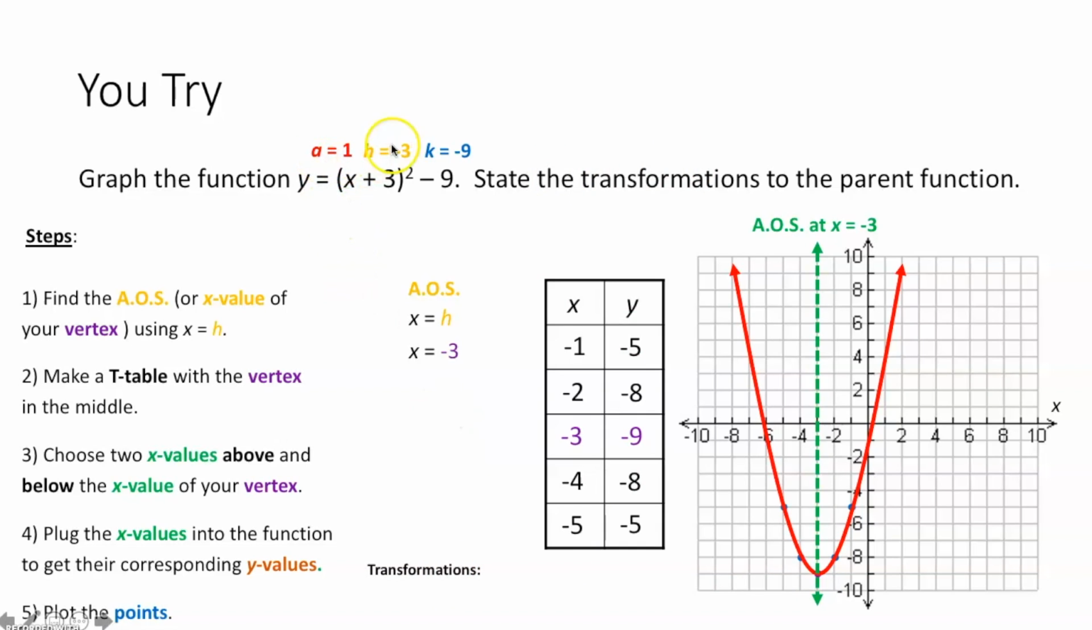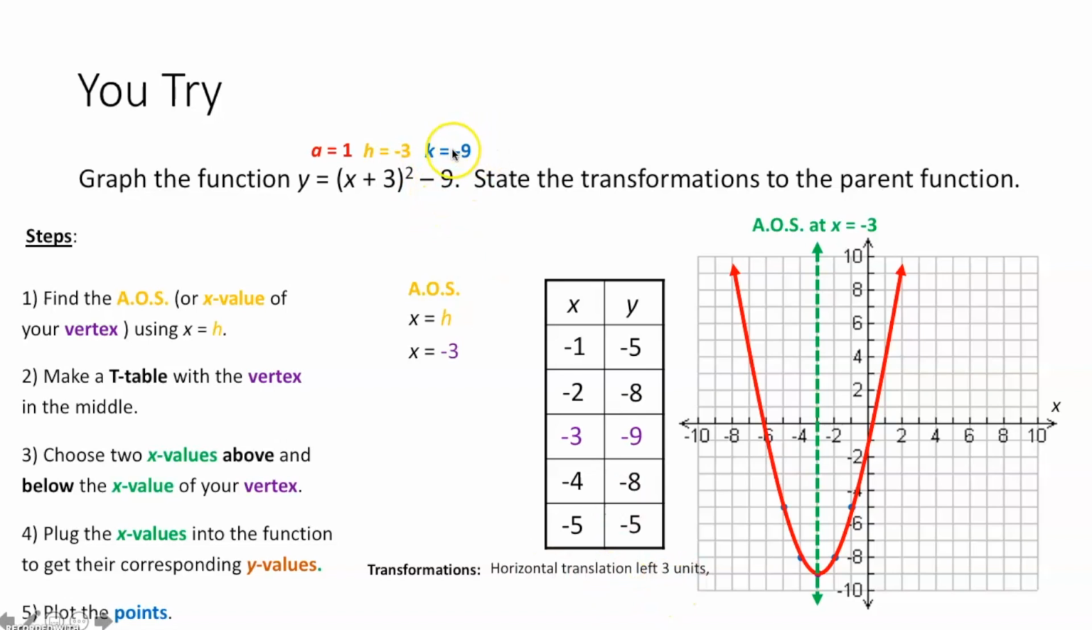What did our a do, what did our h do, and what did our k do to y equals x squared? A, you multiply it by 1, that doesn't do anything. But our h is -3, which means it took y equals x squared, the graph of the parent function, and moved it to the left 3 units. So that's what we say. We say a horizontal translation left 3 units.